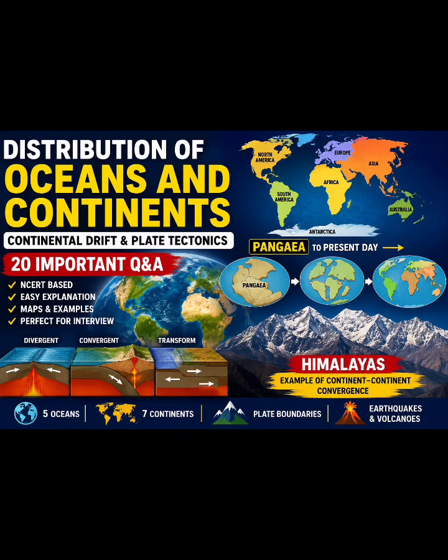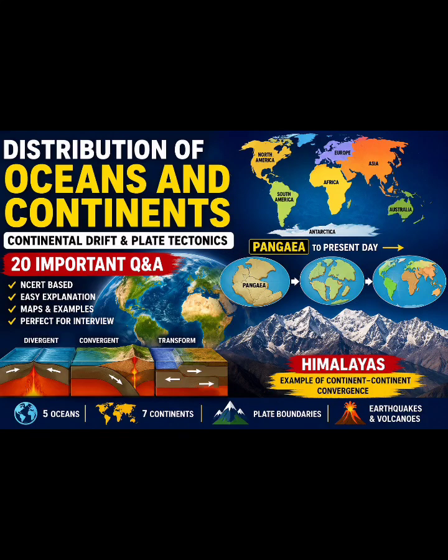Next question, how does the distribution of continents and oceans influence global climate patterns? Oceans absorb and store a large amount of solar heat and release it slowly, while land heats and cools rapidly. Therefore, areas near oceans experience moderate climates, whereas inland areas often experience extreme temperatures. Ocean currents also transfer heat from low latitudes to high latitudes and help regulate global climate.